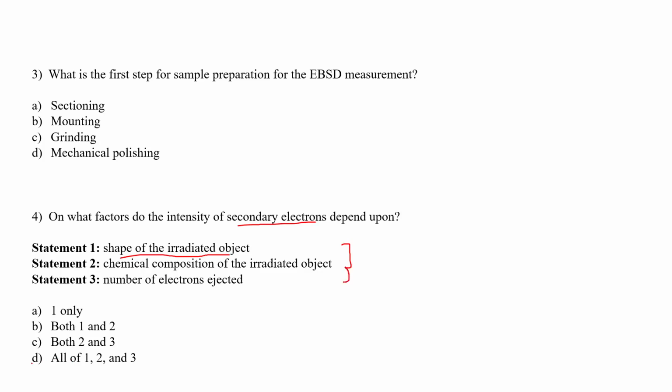So according to me, option D, all of 1, 2 and 3, should be the correct statement for this question. The intensity of electrons will be governed by the chemical composition, by the shape of your specimen, and also by the number of electrons which are being ejected from your specimen.